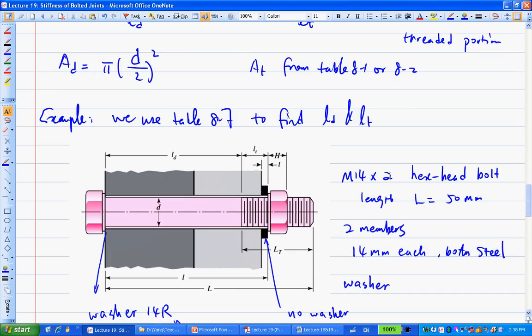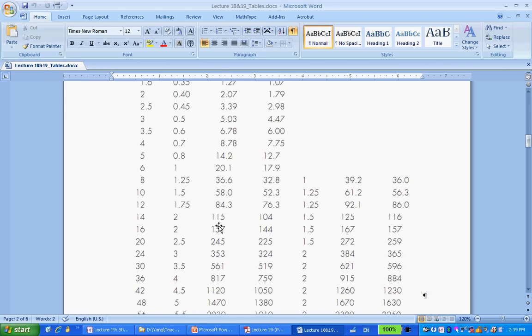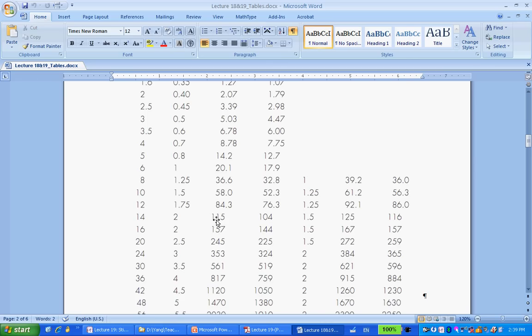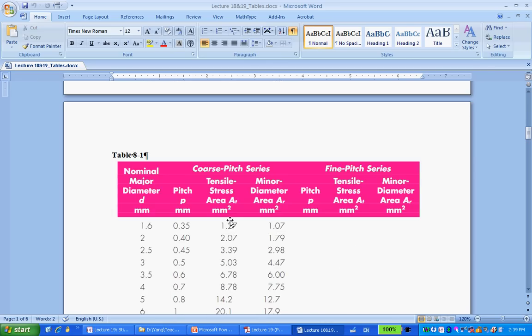14 by 2. What does the 2 here mean? It's the pitch, right? So which means, what's my AT value? Tensile stress area, 115 millimeter square.